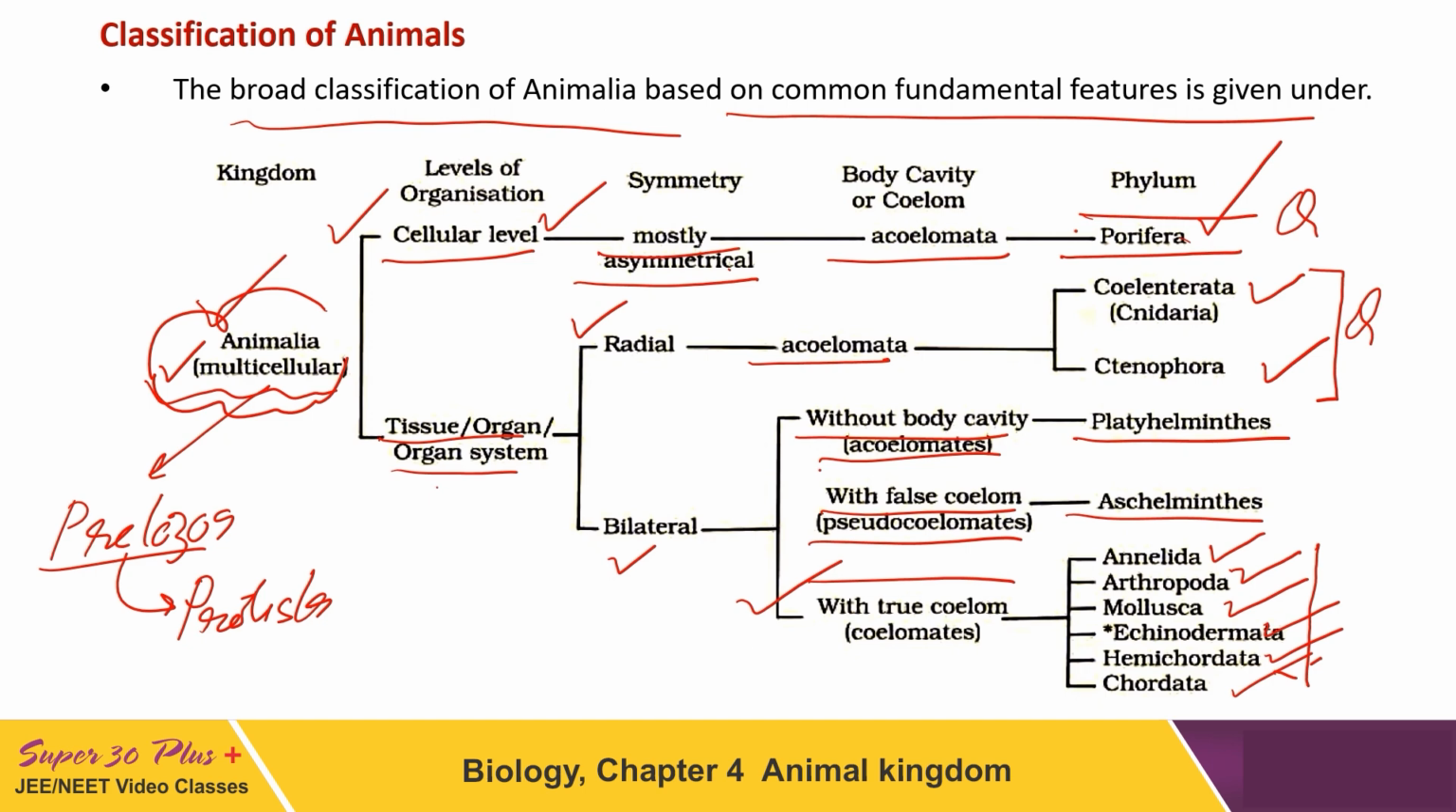Is it? You, me, and our friends, all human beings, belong to which class? Mammalia. The phylum is Chordata. We all have true coelom and we have what? Bilateral symmetry, and we have organ system level of organization, and definitely we belong to kingdom Animalia. Is it right? Enjoy this chart, classification of animals.